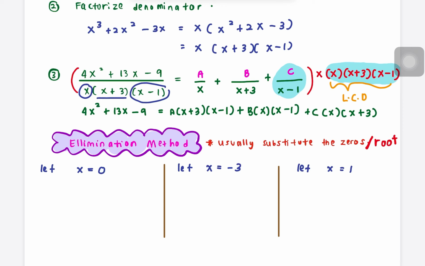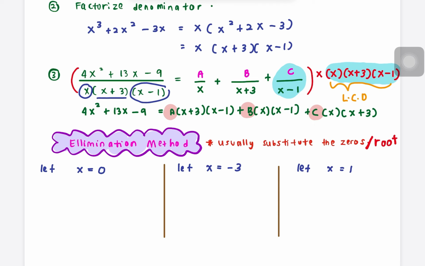Okay, so if you want to find 3 unknowns, you need 3 x values. Let's focus on the first one. Let x equal to 0. Okay, let's say x is equal to 0. So substitute x equal to 0 into this equation.